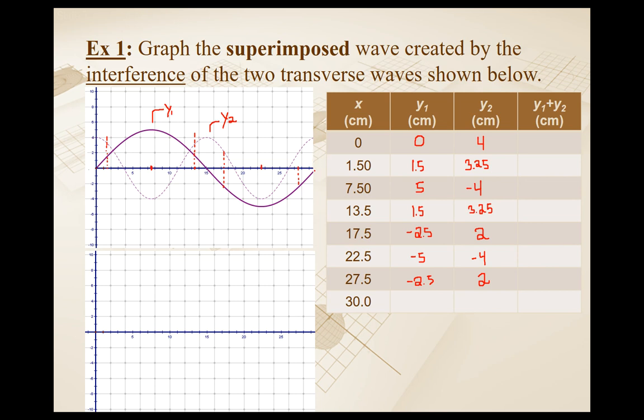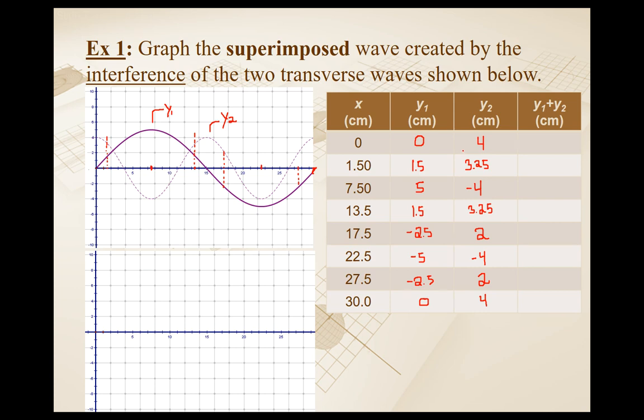And then finally, at 30, this would actually extend just a little bit beyond what I've got here. So probably somewhere like that. At 30, y1 is back to the x-axis, so it has no height. And then y2 would be at a crest, which is 4. Okay, now we want to form a superimposed wave.